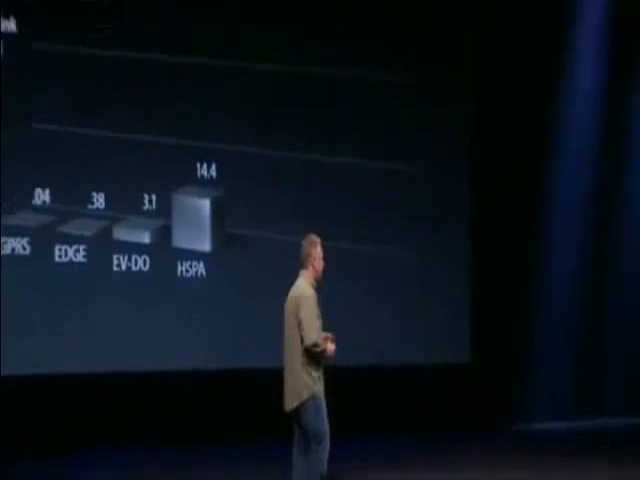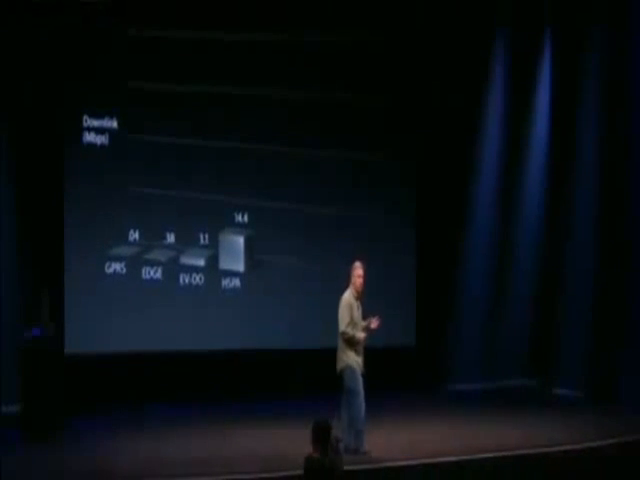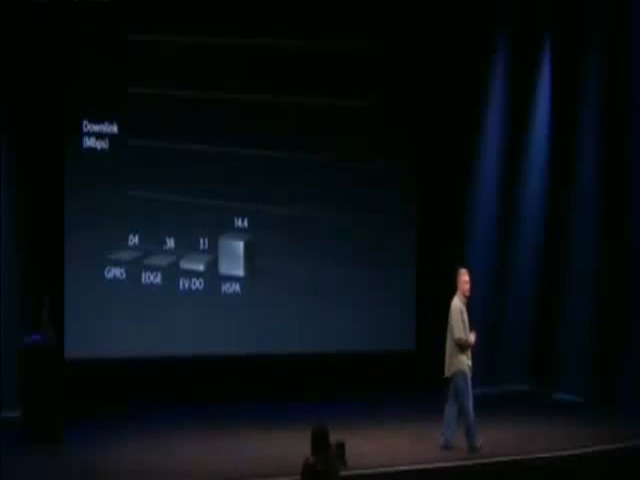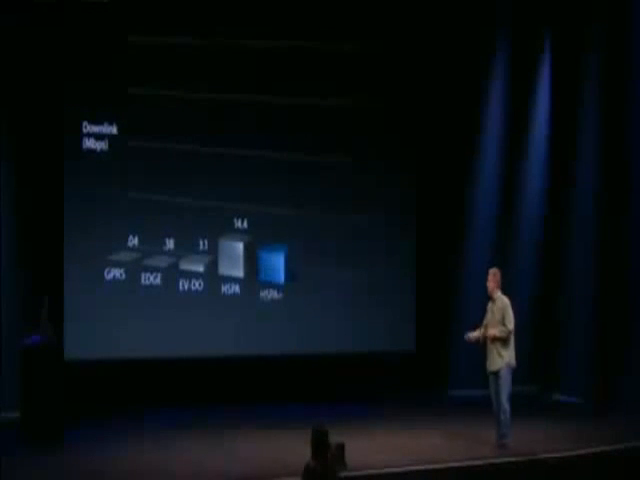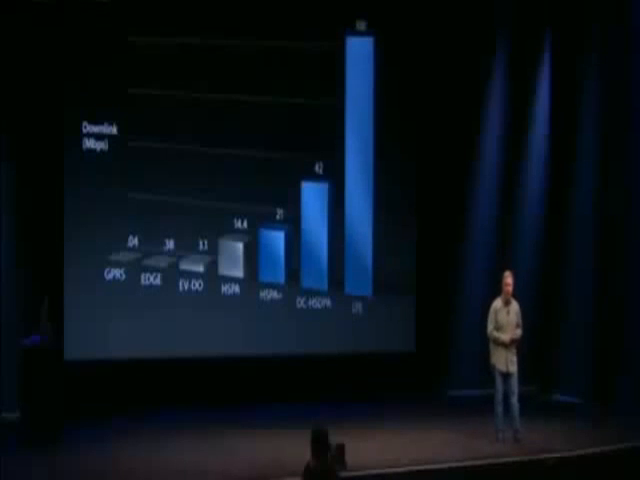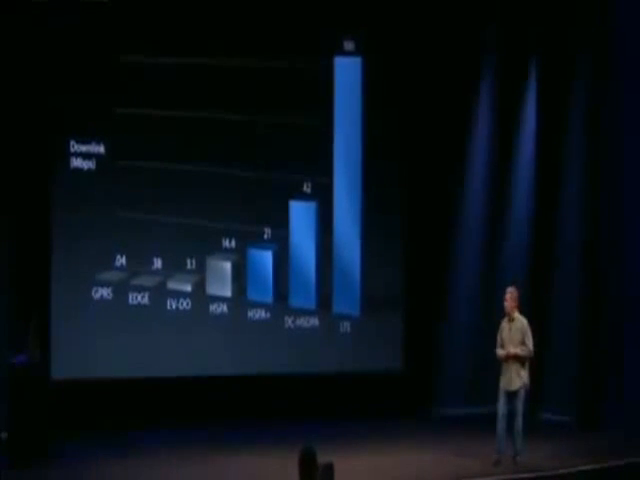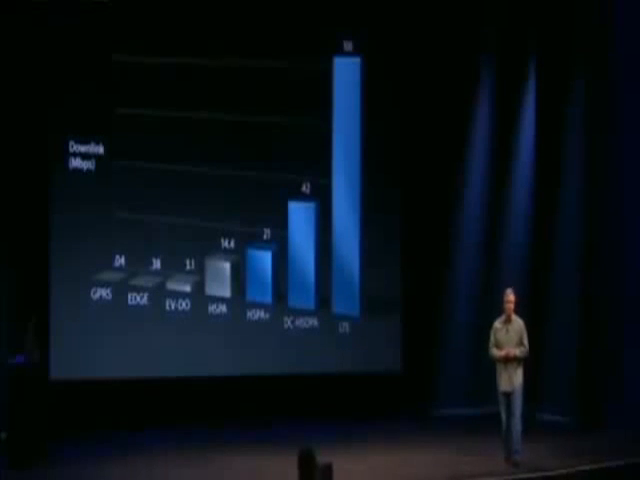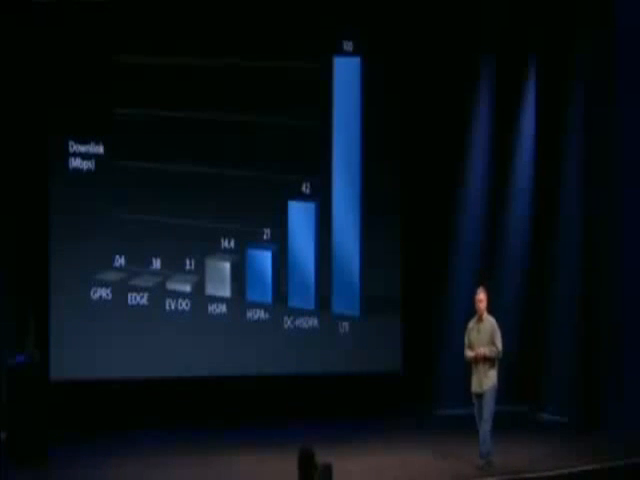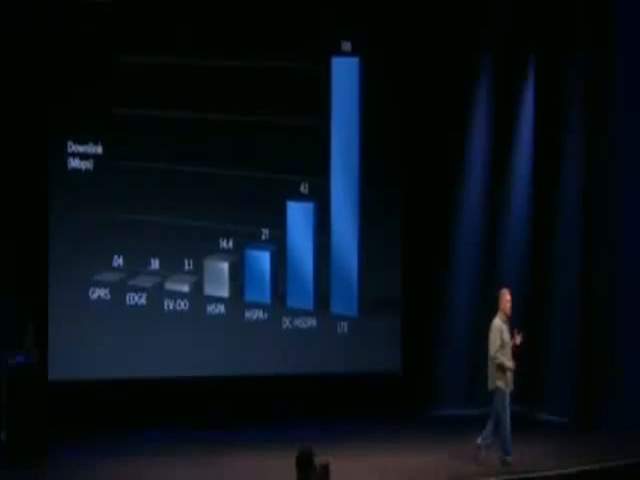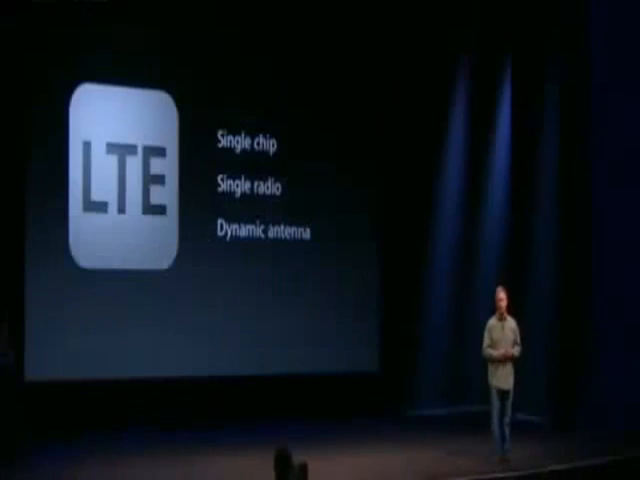We've built in GPRS, Edge, EVDO, HSPA, making it a great 3G world phone, just like the iPhone 4S. But to that, we've added HSPA+, dual-carrier HSDPA, and yes, LTE. So LTE gives you a theoretical maximum downlink of up to 100 megabits per second, and it just screams. So how do they do this?